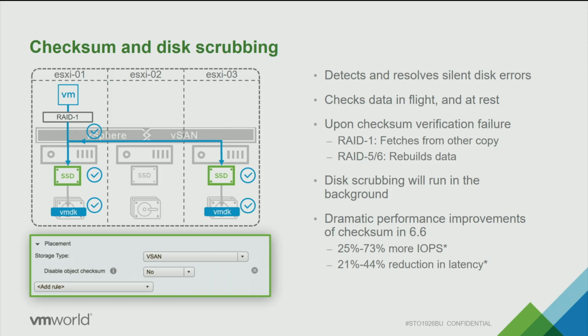Checksumming, we do a CRC 32. We generate this as early as possible, so before it leaves the host where the VM is, we generate it. We verify it as late as possible when it gets to the host where it's being written. The checksum is not stored in the same block as the data. That would be silly. We want to make sure it's isolated. There is a slight amplification, although some significant performance increases were made recently to this in 6.6.